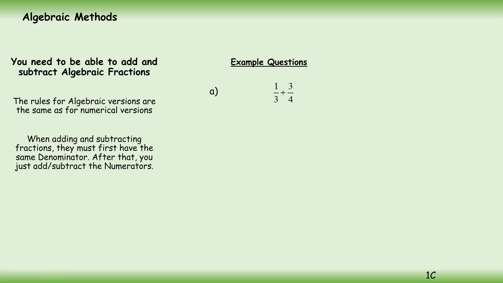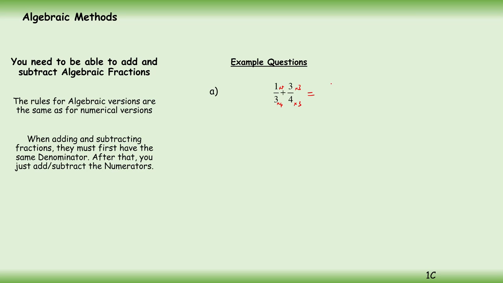Fractions. Adding, subtracting fractions must have a common denominator. In this case, a third plus 3/4. Common denominator of 3 and 4 is 12, so we can say that's equal to, got to multiply the bottom here by 4, multiply the top by 4, and multiply this by 3, multiply the top by 3. Whatever you do to the denominator, you do to the numerator.